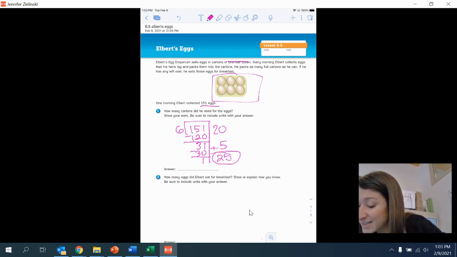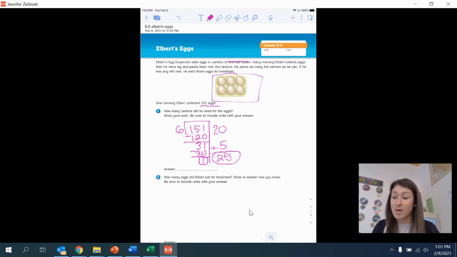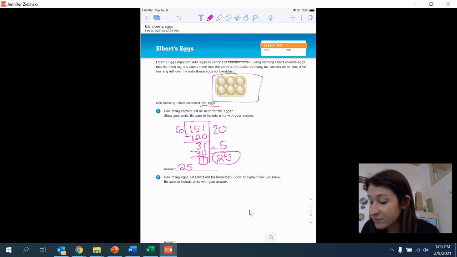And I didn't end up with 0 here. I ended up with 1. And since it's less than 6, I know that I can no longer fit any more 6s into that number, so I'm done dividing. So my answer is I can fit in 25. I'm going to need 25 cartons, and I have 1 left over.